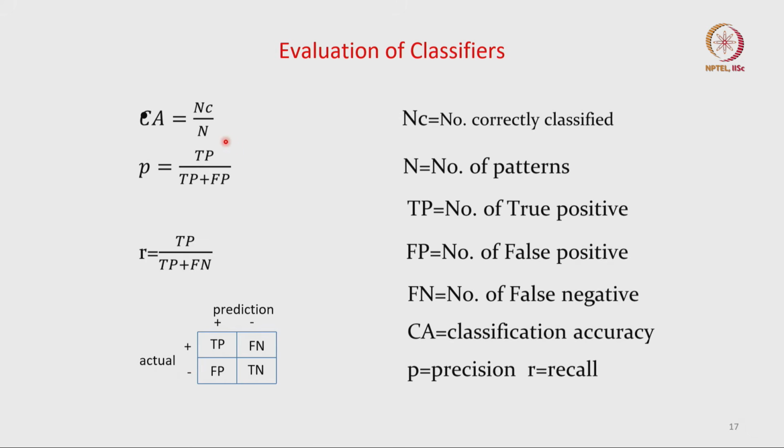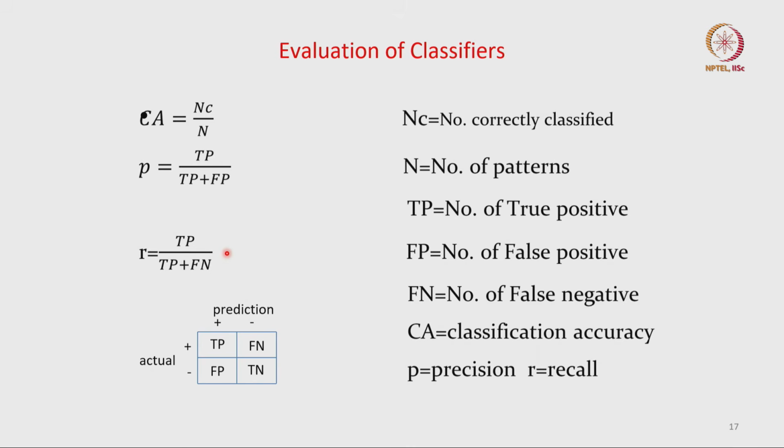So, you could also write this classification accuracy as Tp plus Tn. Tp plus Tn gives you the correctly classified patterns, divided by Tp plus Fp plus Fn plus Tn. So, CA can be written in that way. And then you also have what is called the precision and recall. So, the precision is equal to true positive divided by the true positive plus false positive, and the recall is equal to true positive divided by true positive plus false negative.